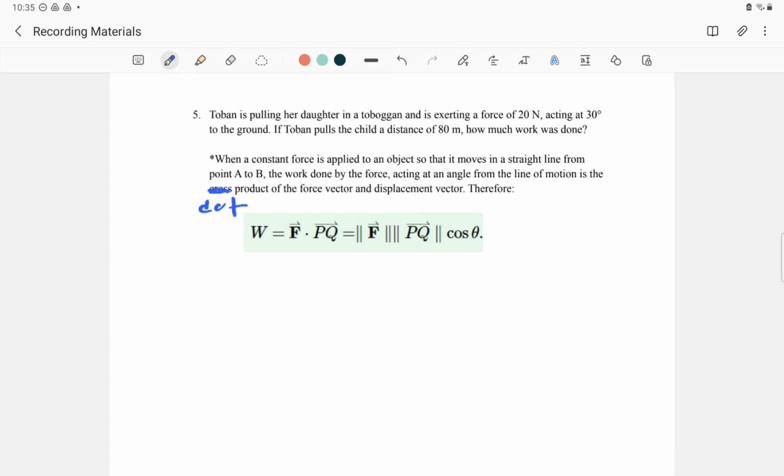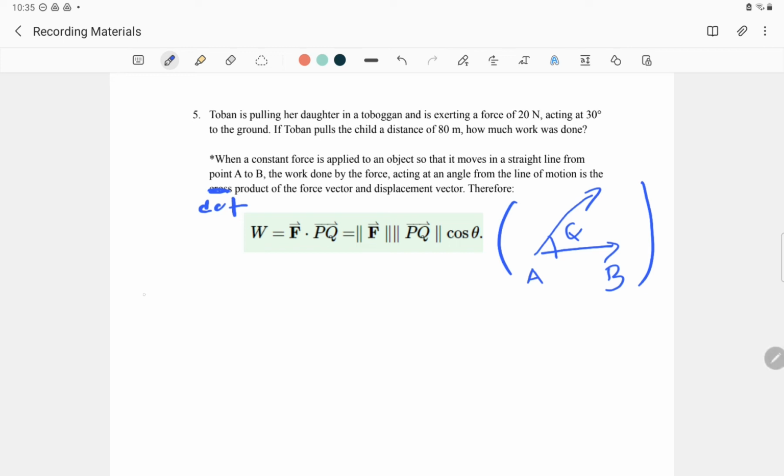When a constant force is applied to an object so that it moves in a straight line from point A to point B, the work done by the force acting at an angle from the line of motion is the dot product of the force vector and the displacement vector. So here we ended up with a figure similar to the one that we explored above. To find the work done, we can simply use the dot product of this figure.